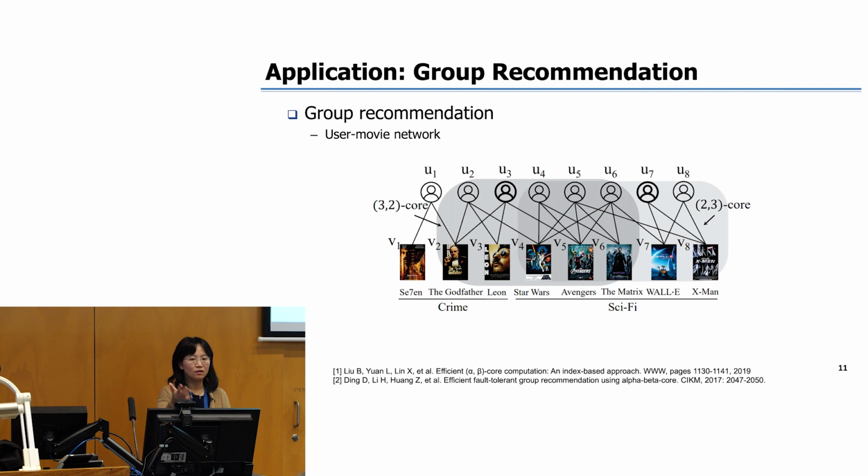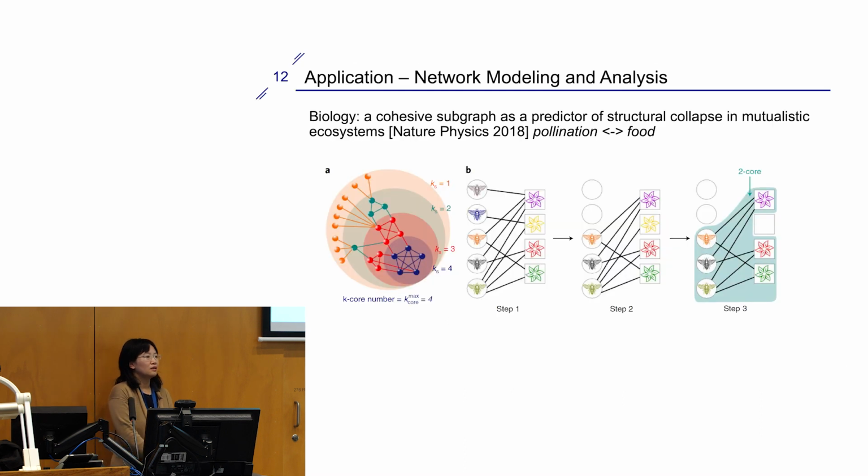Also, when we prepared this tutorial, we did a survey of applying cohesive subgraph models or subgraph-based analytics in other areas, and we find that many other disciplines, especially biology, chemistry, and sociology, widely use these cohesive substructures. This is a paper from Nature Physics in 2018.